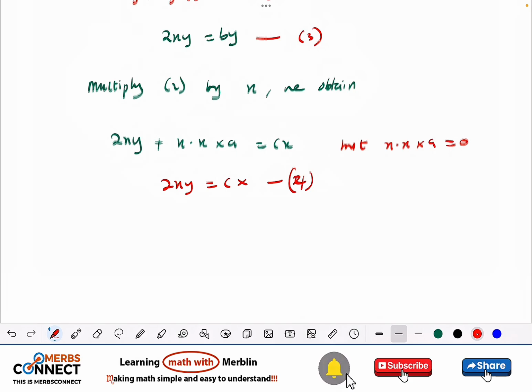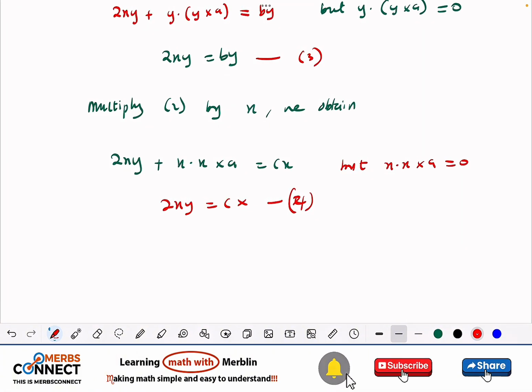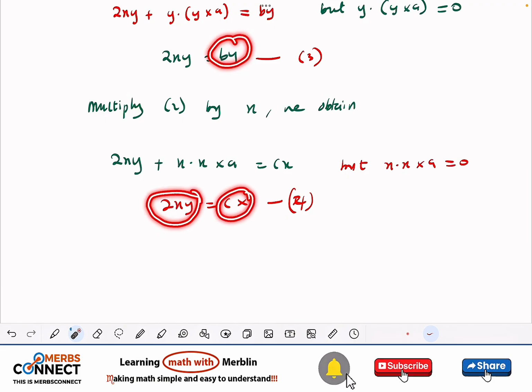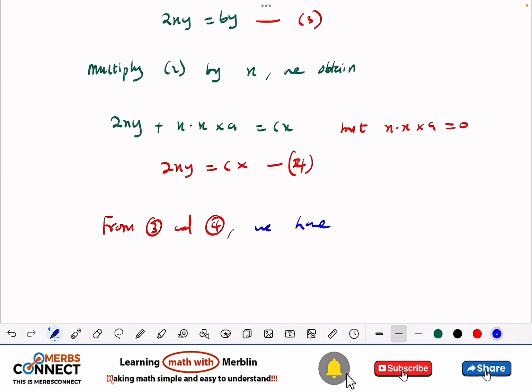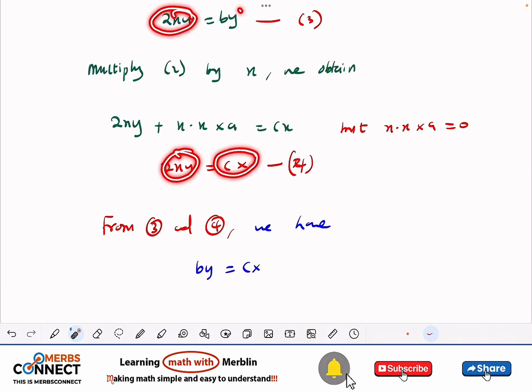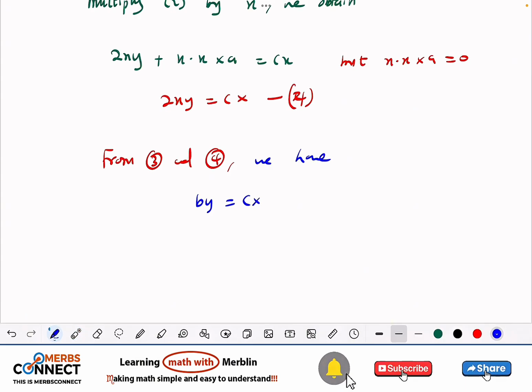So from equation, let me just put one of the equations in. Okay, so we can even see that, what can we see here? We can see that this is 2x, this is also 2x. So if 2xy is equal to by, and if 2xy is equal to cx, then I can say that from equation 3 and equation 4, we have by, which is equal to cx. Is that true? Yes, because this is equal to this, and the same thing is equal to this. So it means that this is also the same as this. And this one can help us to find y, which will be equal to cx divided by b.